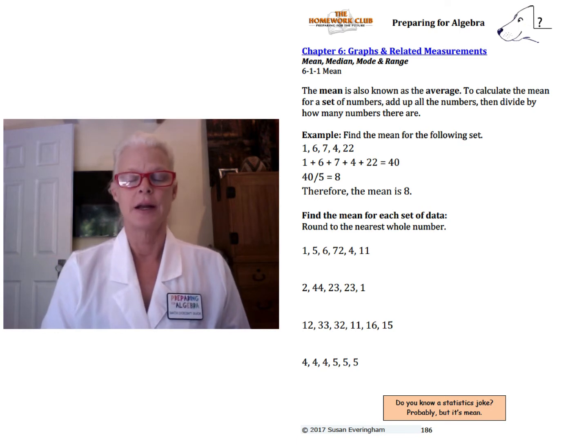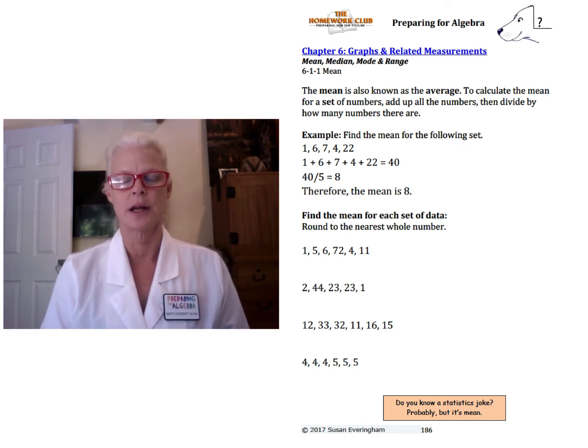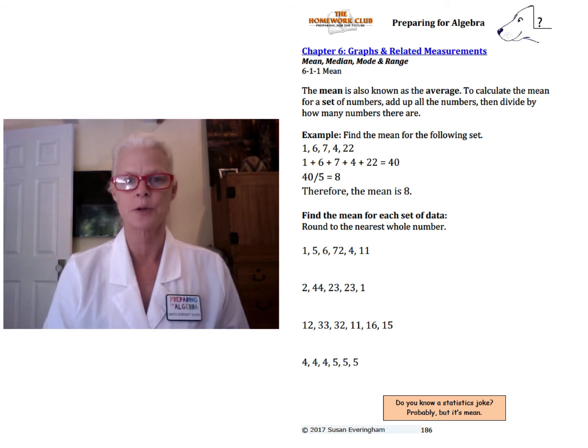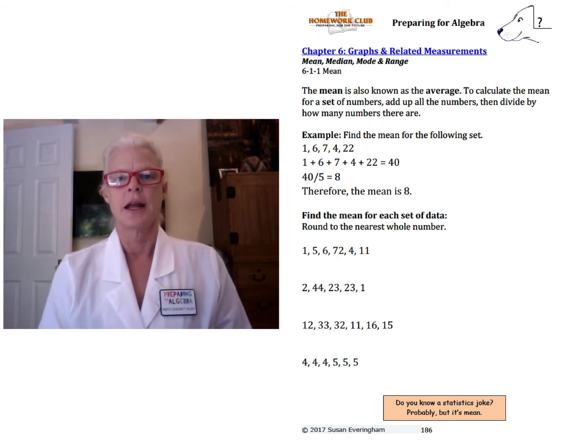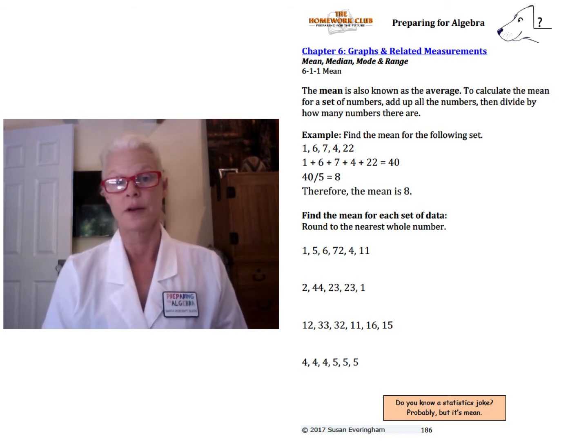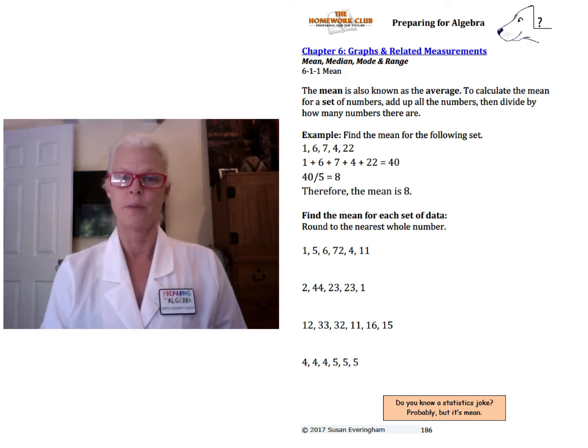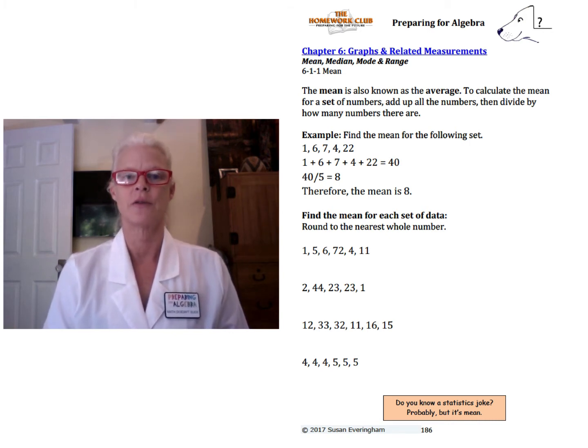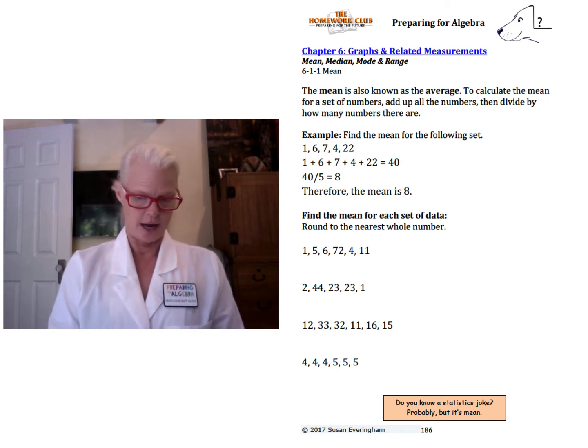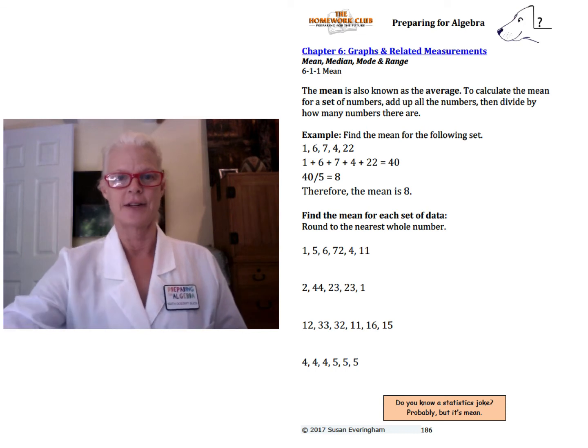And the first one, mean, means an average. The way to calculate an average is you take a group of numbers, or in this case called a set, you add them up, and then you divide by the number of numbers, and that gives you the average of all the numbers. So simply put, the example 1, 6, 7, 4, and 22, you add those up, they equal 40. There are 5 of them, so we're going to divide by 5, and the mean, or average, is the number 8. Go ahead and find the mean for the rest of this current page, and we'll move on to page 187.